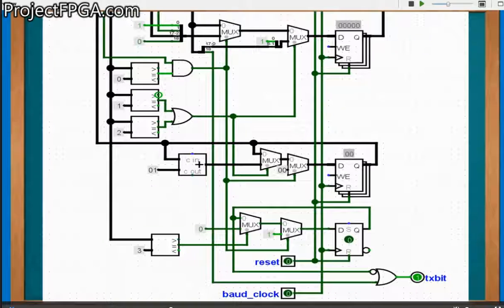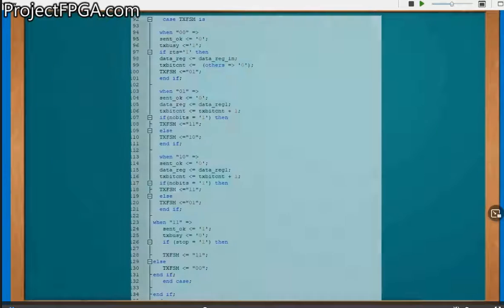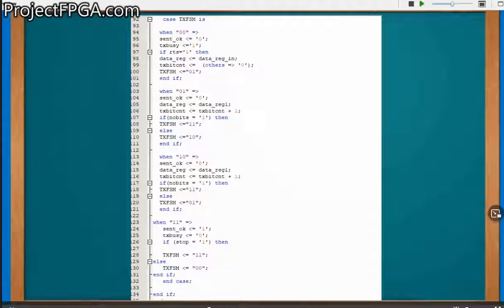The TS busy register is used to set the transmission line high whenever it's idle until it's ready to transmit data. This signal is inverted and used with an OR gate on the TS bit. So whenever it's high, TS bit is allowed to pass data, and whenever it is low, the TS bit is high or idle. Next is the transmitter state machine.